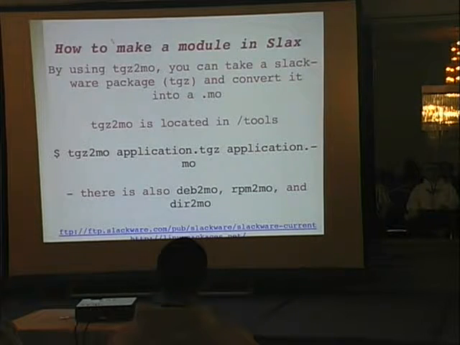Okay, how do you make a module? It's really easy to take a Slackware package, .tgz, and use tgz2mo to convert everything over to a module. Got your new distro directory, you download something, make it into a module, dump it in the modules folder, and you compile the CD, it's ready to go.